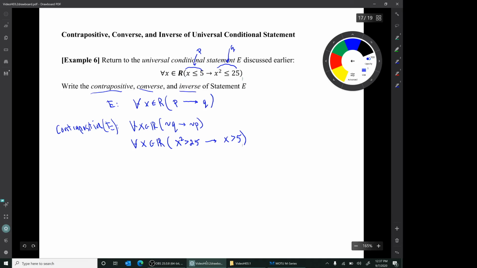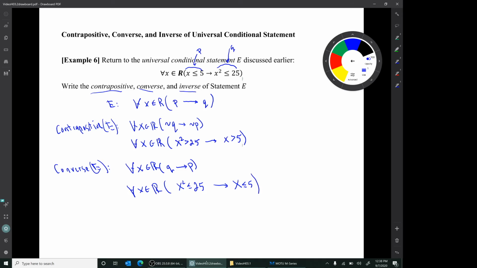What about the converse? Remember, the converse of if P then Q is if Q then P. You just reverse the letters. So let me fill out that expression. So the converse is for all x in the real numbers, if x squared is less than or equal to 25, then x is less than or equal to 5.